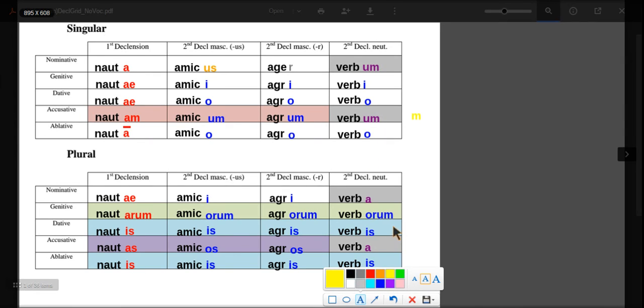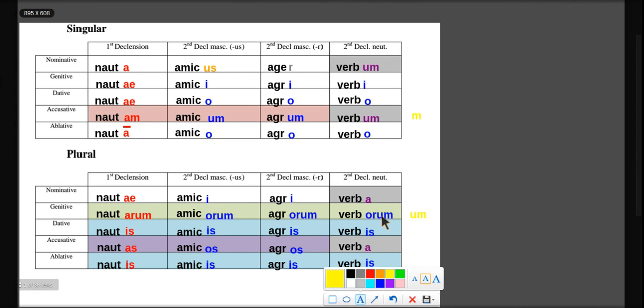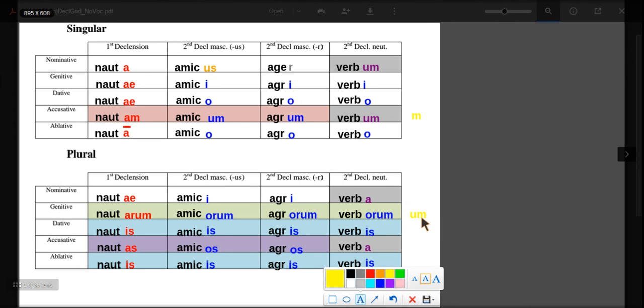Coming down to your plural forms, we see that for your genitive plural, you have the ending rum. So for your first and second declension, your genitive plural will end in that rum. Now for all your declensions, you'll see that your genitive plural always ends with an m. So you can either memorize this as rum or simply m. Hopefully that helps you memorize those.